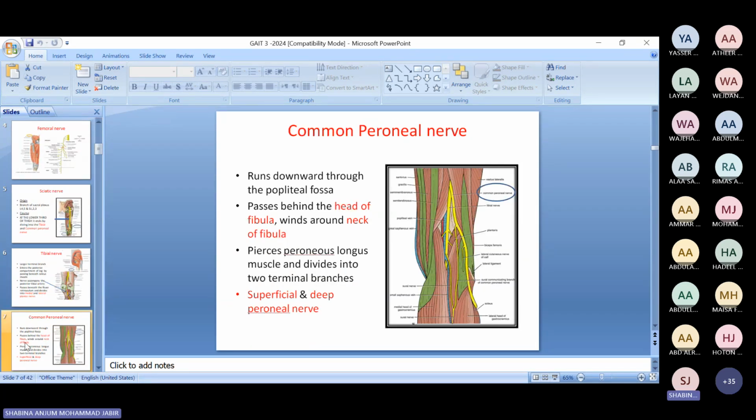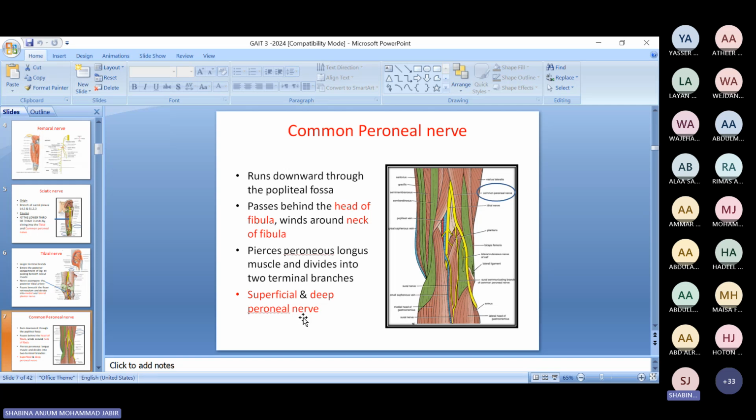What about the common peroneal nerve? This is the presentation of the popliteal fossa. Here you can see these are the two branches, the tibial nerve and the common peroneal nerve. This common peroneal nerve is related with the head of the fibula. Just below, at the neck of the fibula, it will divide into two terminal branches. What are these two terminal branches? Superficial and deep peroneal nerves.